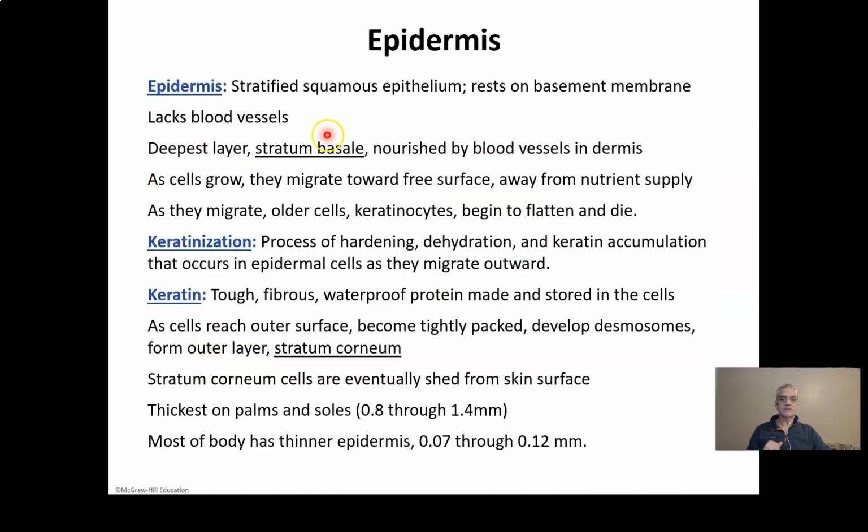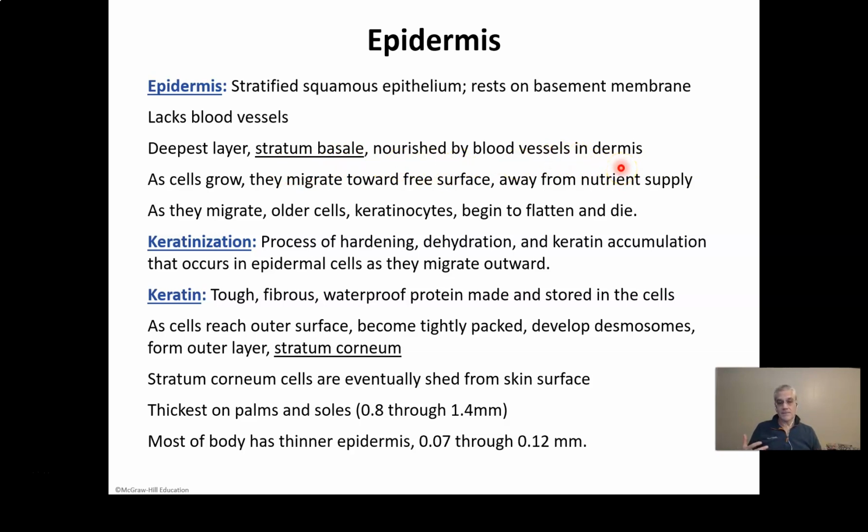All right, so some definitions. Epidermis: stratified squamous epithelium, rests on a basement membrane, lacks blood vessels. There are no blood vessels. It is avascular, like all epidermal tissue everywhere, all over your body. The deepest layer is called the stratum basale. Some people say the basale, as if it were Latin or an Italian term. I say stratum basale. Now, it's nourished by blood vessels in the dermis, right?